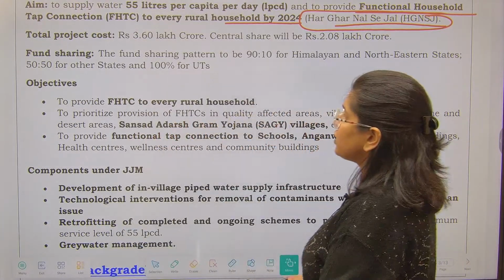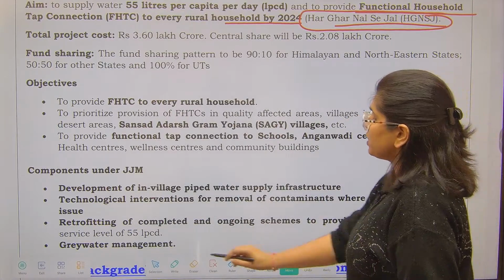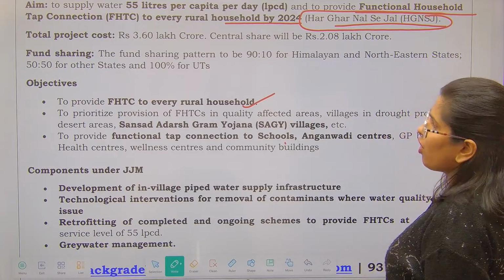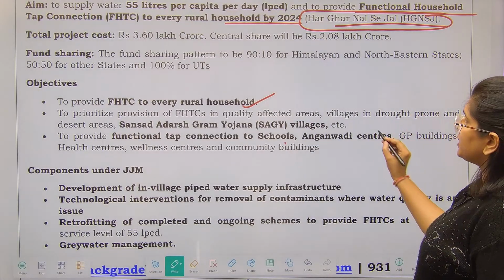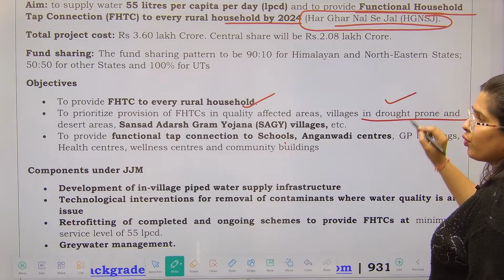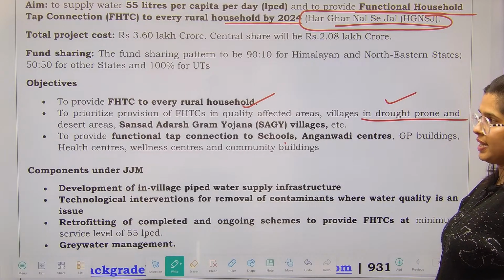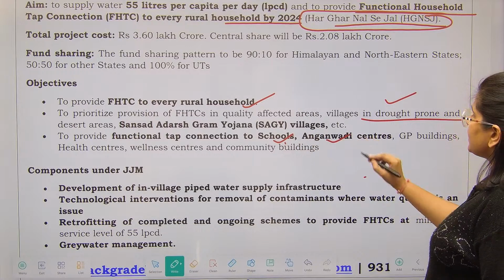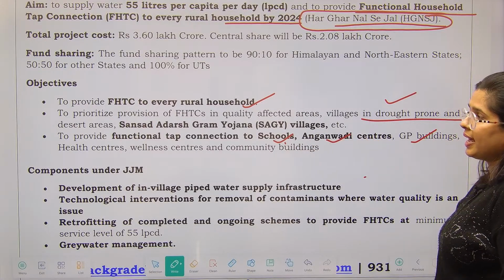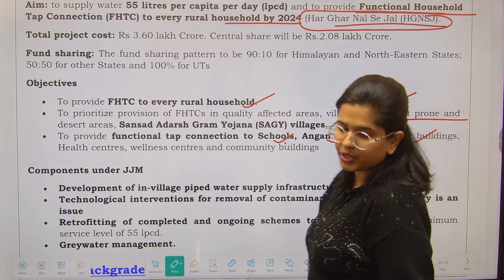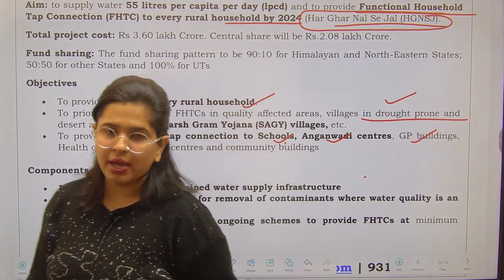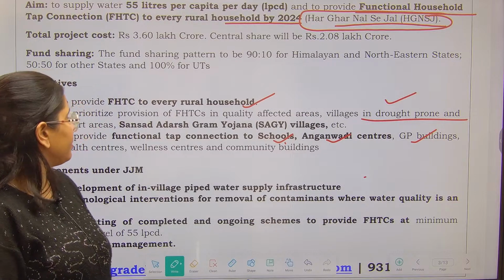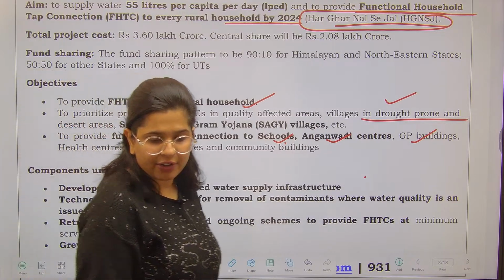Objectives: obviously, a functional tap water connection to every rural household. This is the first and foremost thing. Prioritize provision of functional household tap water connections in quality affected areas, villages in drought prone areas, Sansad Adarsh Gram villages, etc. Provide functional tap water connections to schools, Anganwadi centers, Gram Panchayat buildings, health centers, wellness centers and community buildings. ये सारा भी आपके objectives में आता है, especially schools, Anganwadi centers, Gram Panchayat buildings, community buildings, etc.